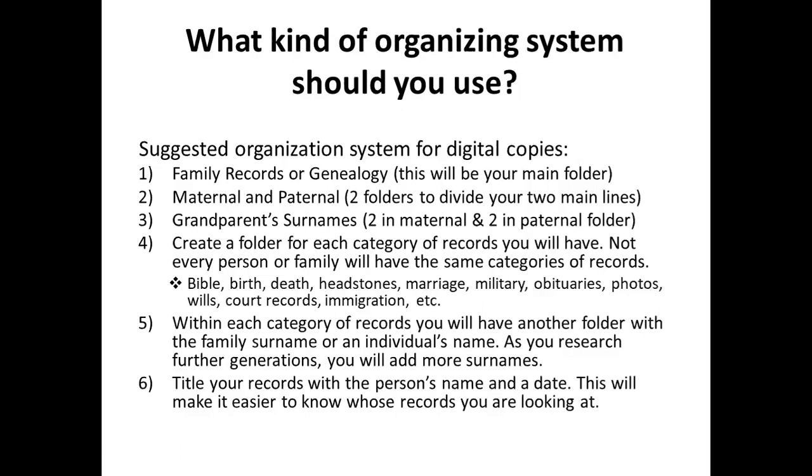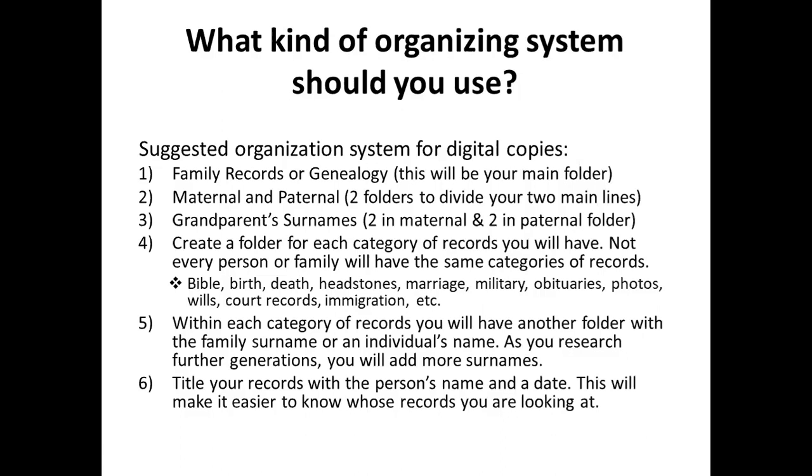And sometimes, of course, you can have more than these, especially if you have one of those untraditional families and you would like to keep records on an adopted parent, a step parent, anything like that. And once you have your surname folders, within those you want to create a folder for each category of records that you might have. Not every person or every family will have the same categories. And again, these are those genealogical records that I mentioned earlier. And within each category of records, you'll have another folder with the family surname or an individual's name.